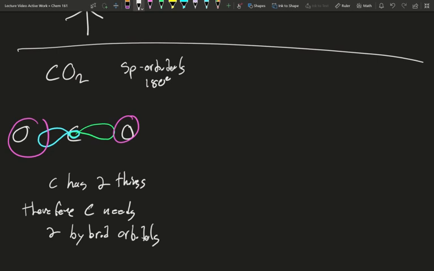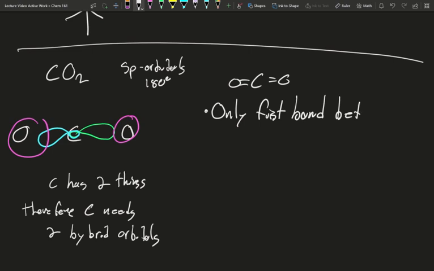Now, carbon has four bonds. If we draw out the Lewis structure, carbon double bonded to oxygen, double bonded to oxygen. Only your first bond is ever a hybrid. So only the first bond between atoms is hybrid. If you have a second or a third bond, that is not a hybrid orbital.